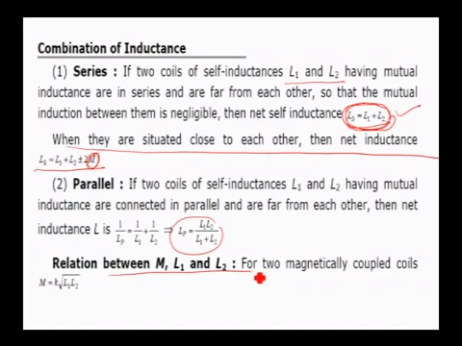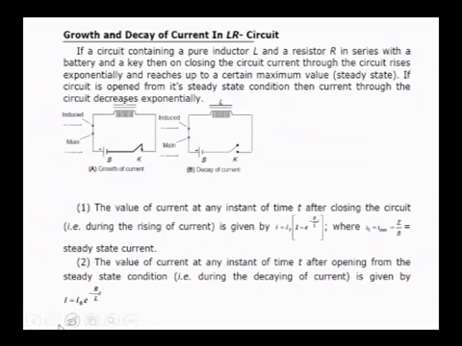There is one more relation between M, L1 and L2. If there are two coils having coefficients of self-induction L1 and L2, and if they are magnetically coupled, then M will be the mutual inductance. It is given by M is equal to K into root of L1 L2, where K is a proportionality constant.